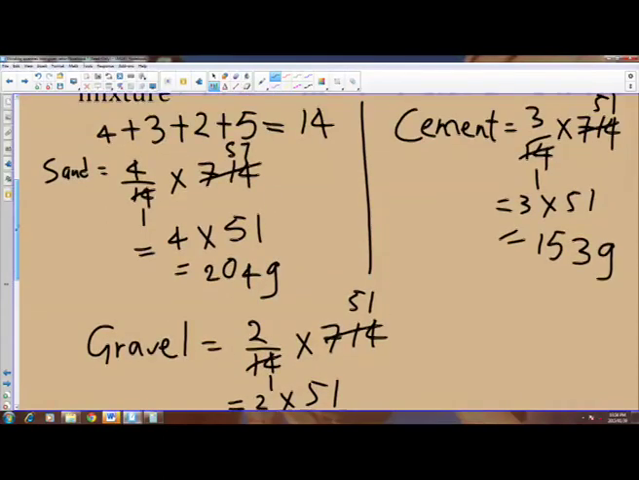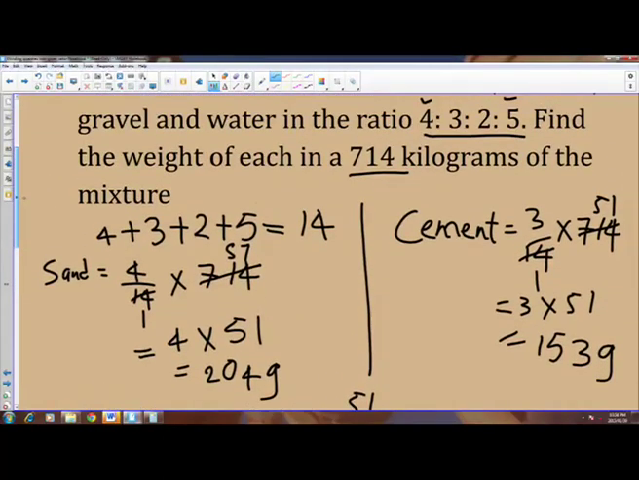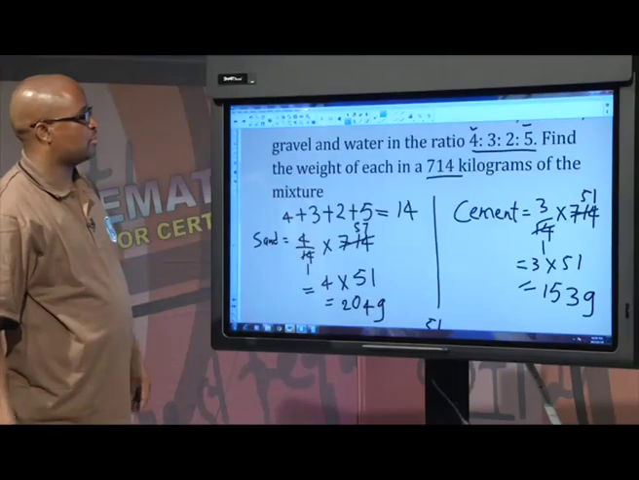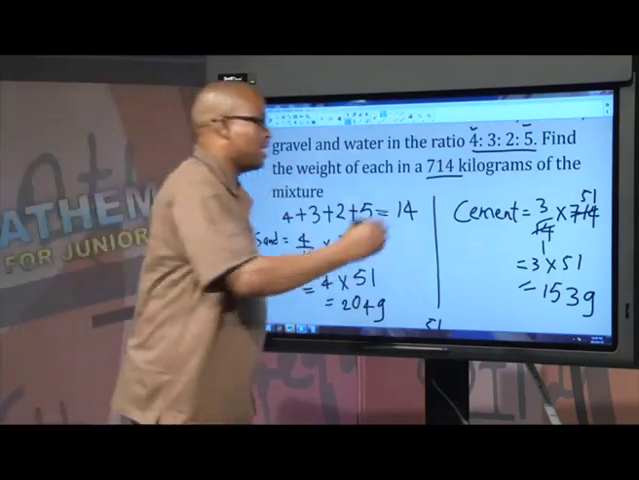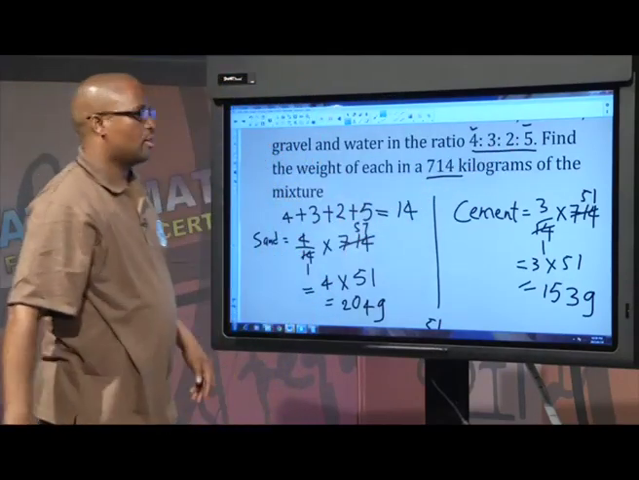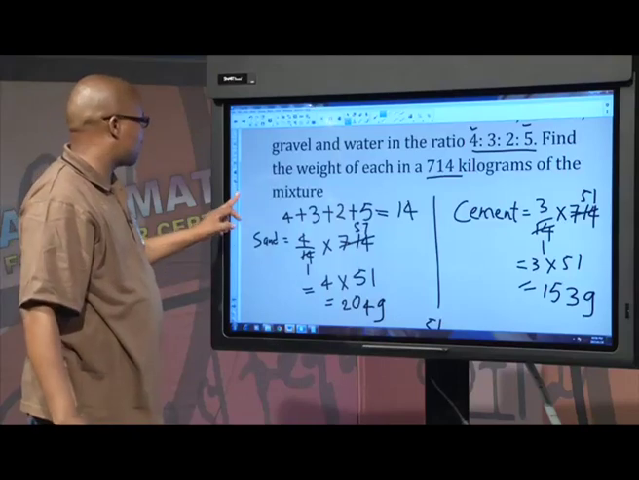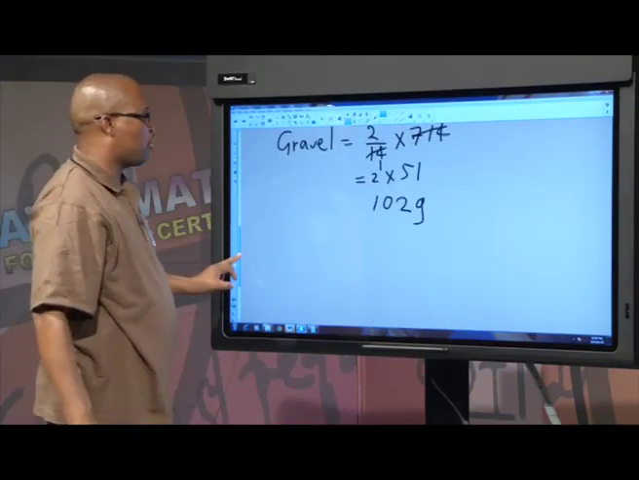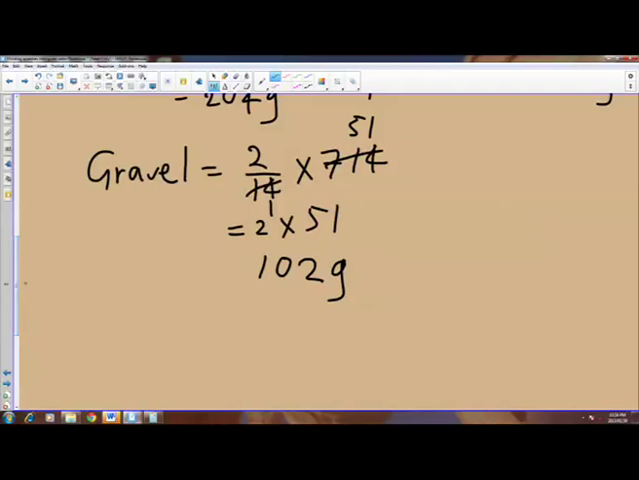And then what will be the weight of water in this mixture? Water is represented by 5 parts. So to find the weight of water, water will be 5 divided by 14 times 714.